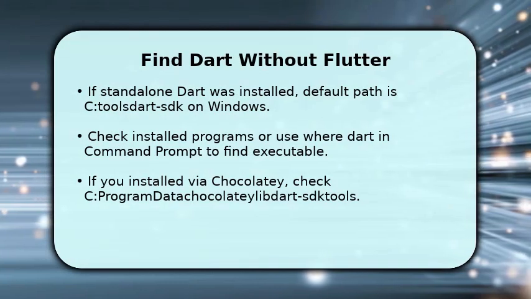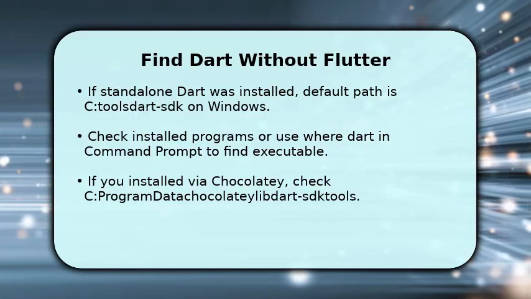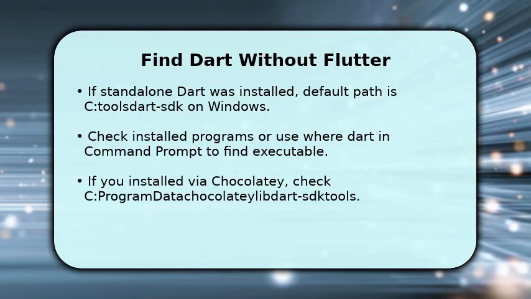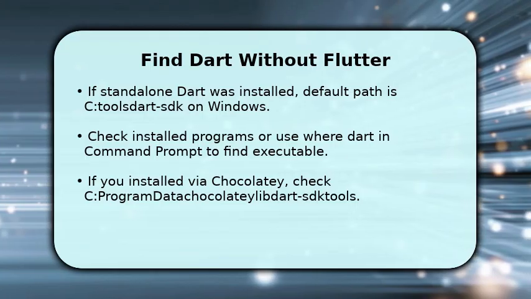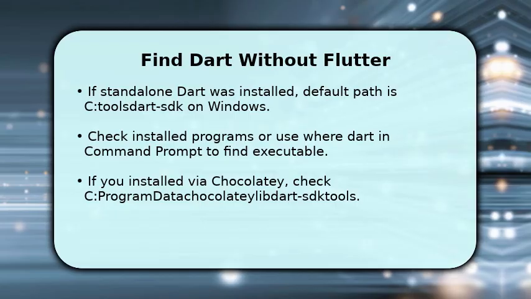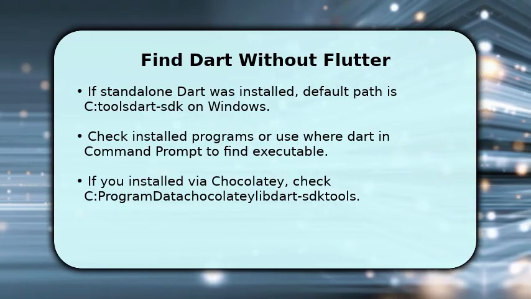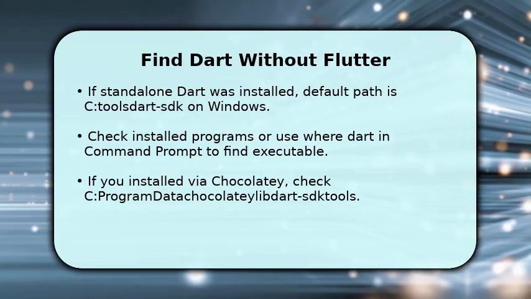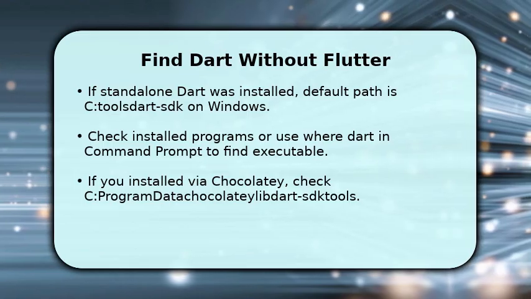If you installed the standalone Dart SDK instead of Flutter, the install location can differ. A common default location is c:/tools/dart-sdk on Windows machines. Use where dart in command prompt to locate the dart.exe executable and infer the SDK folder.